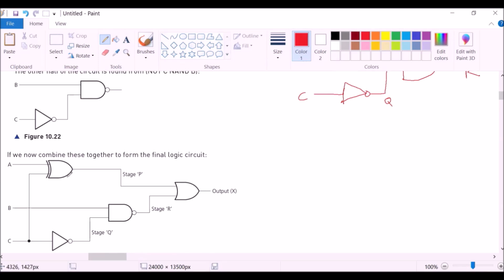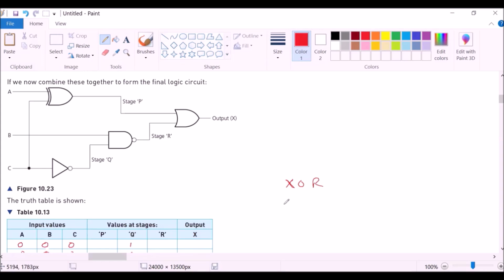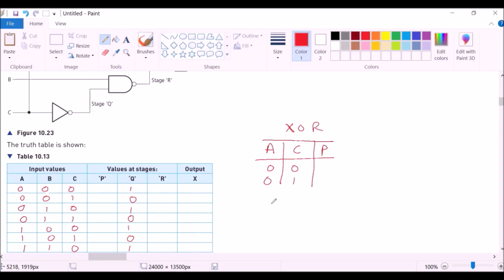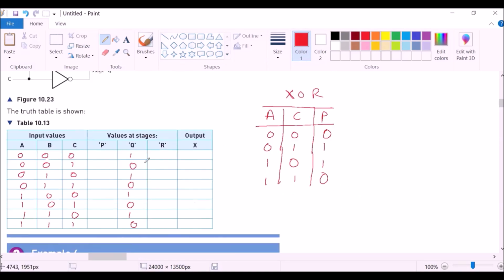For our P, we should use the logic of the XOR. The XOR gate takes two inputs. In this case, it's taking A and C as our inputs. Our output is P. The XOR gate will only have a high if the two inputs are different. So we are considering this column and that column for our P.